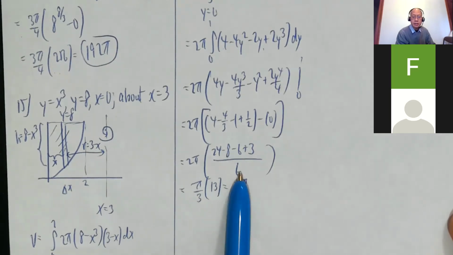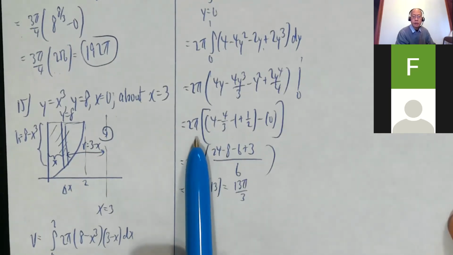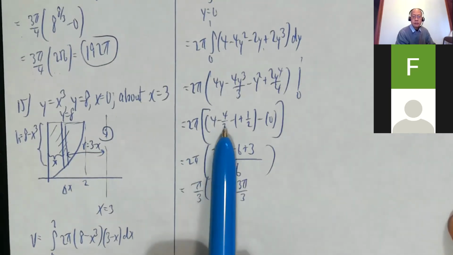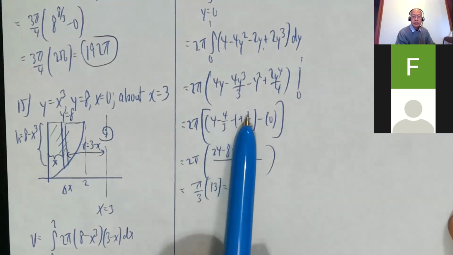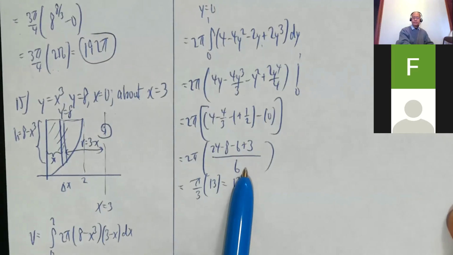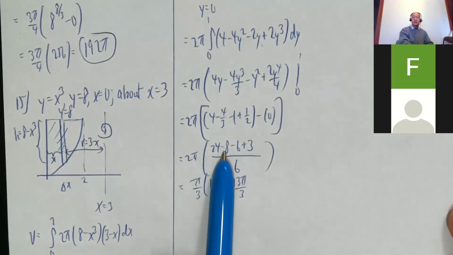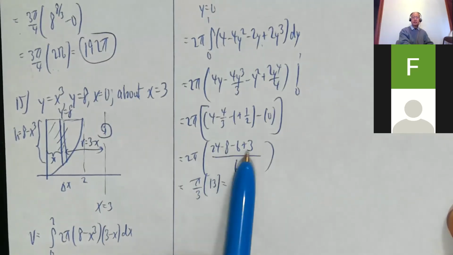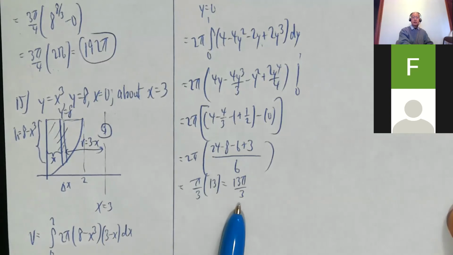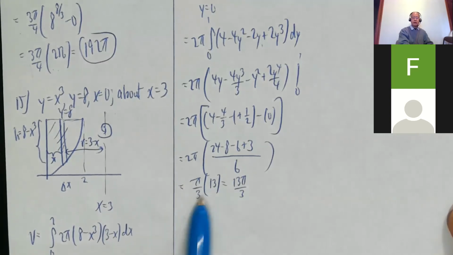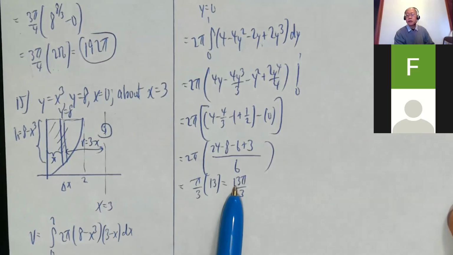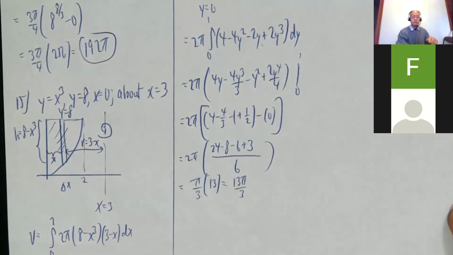Common denominator is 6. Leave the 2 pi alone. 24 over 6, minus 8 over 6, minus 6 over 6, plus 3 over 6. 24 minus 8 is 16. 16 minus 6 is 10 plus 3, 13. And yeah, that 2 will cancel with that 6, leaving me the 3 in the bottom. So final answer is 13 pi over 3.